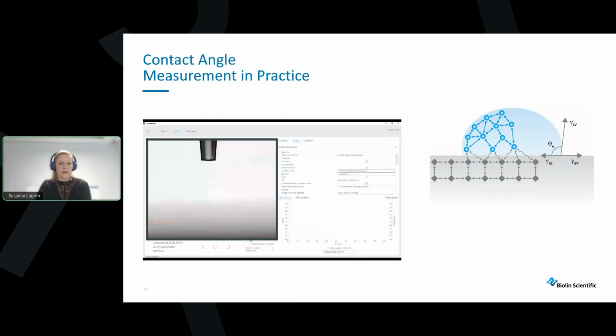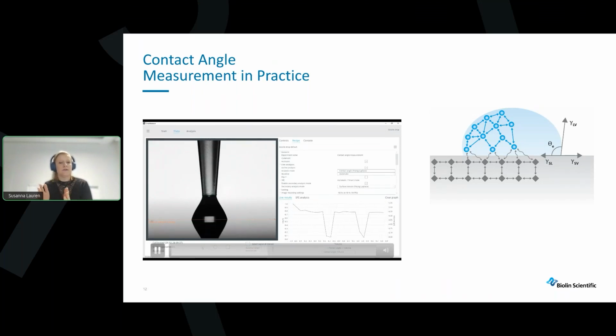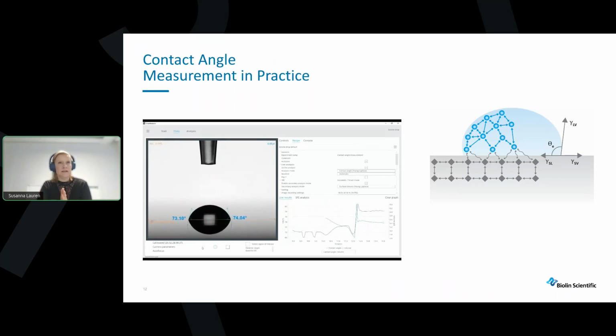I want to show you, if we just take a look, how the contact angle measurement would be done in practice. You can see a short video here where we have set our measurement parameters into the recipe beforehand, the most important parameters being drop volume, our recording time, and the frame rate that we are recording with.